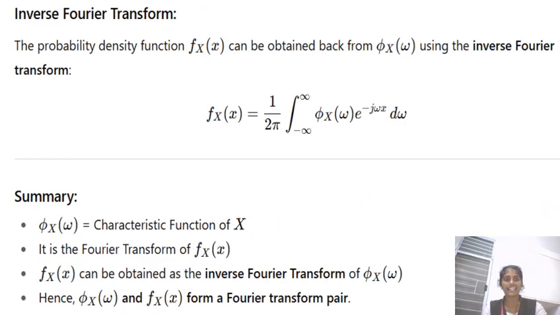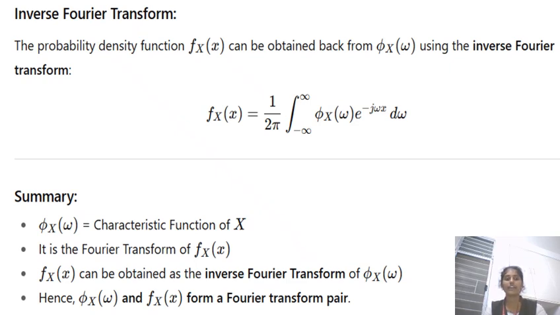Inverse Fourier transform. The probability density function fx of x can be obtained back from phi x of omega using the inverse Fourier transform. Fx of x equals 1 by 2 pi times the integral from minus infinity to infinity of phi x of omega times e power minus j omega x d omega.